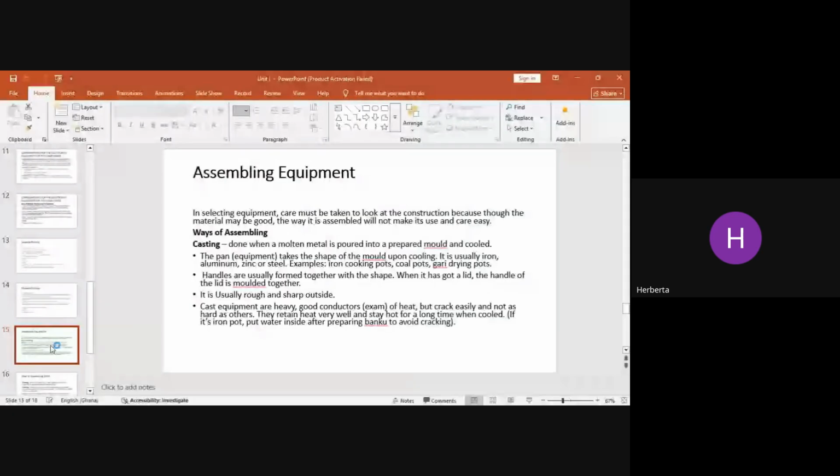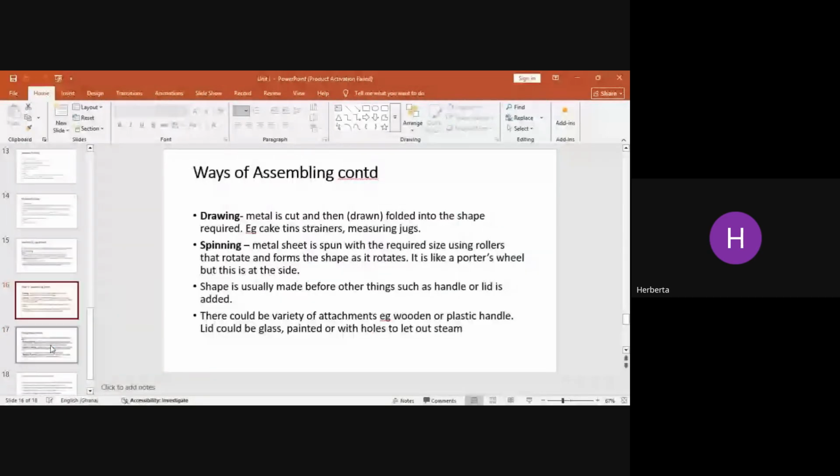Then we looked at assemblage of these equipment. We looked at casting, where the metal that is being used is melted and then put into a pre-prepared shape together with the handle. Then the item is left to solidify. Once solidified, it is taken out of the mold.